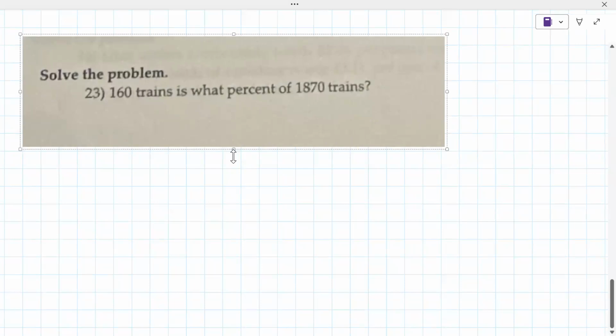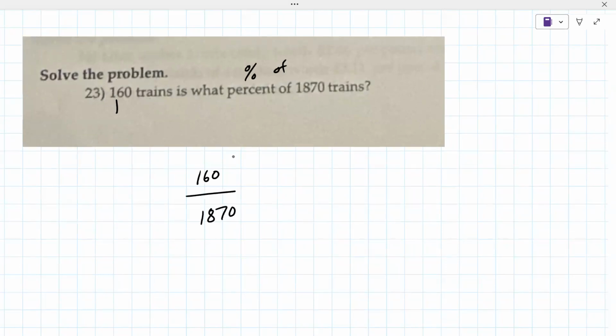160 trains is what percent of 1870 trains? When it says percent of, there's two numbers. There's the top number and the bottom number. This is the top, this is the bottom. Okay. And then you could just grab a calculator and whatever number you get here, you're going to get some sort of a decimal number. You have to multiply by 100, get the percent. So I'm assuming you're allowed to do this with a calculator. Yeah. Okay, so why don't you divide?